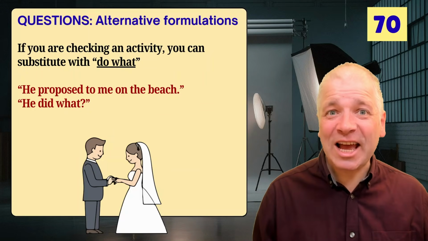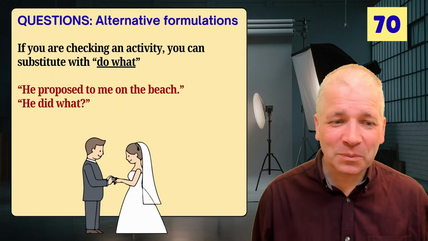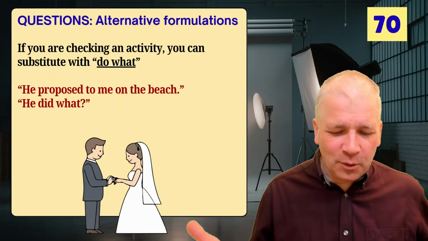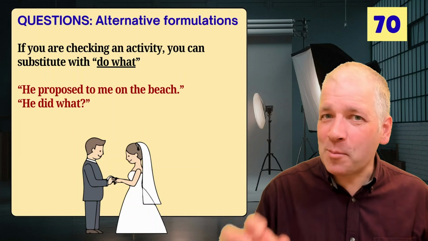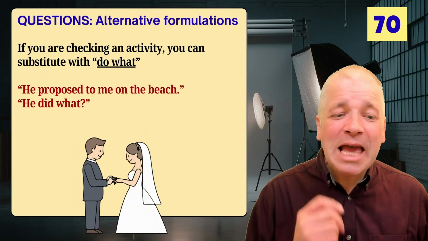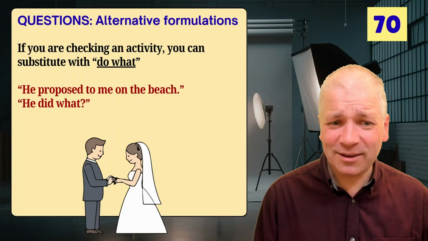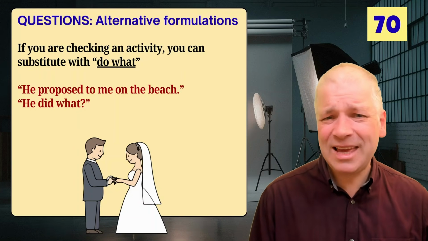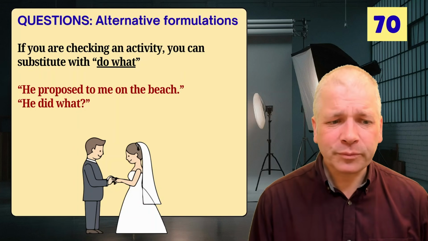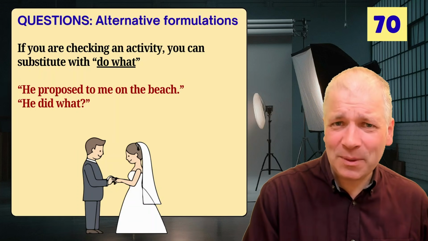Now, another way to check an activity is to substitute with do what. So perhaps the woman is talking about the story about how her future husband proposed to her, and she says, he proposed to me on the beach. And her friend is checking what she said, perhaps with a bit of surprise. He did what? And that means, did he really propose to you on the beach?